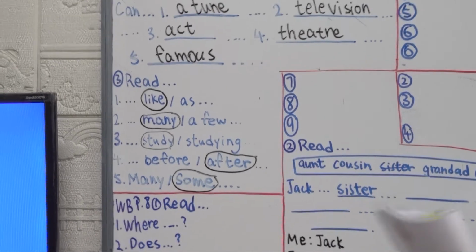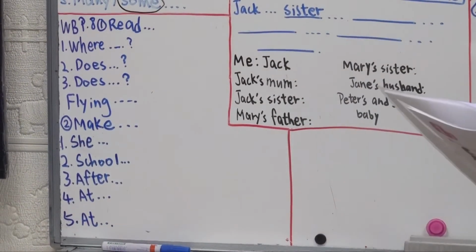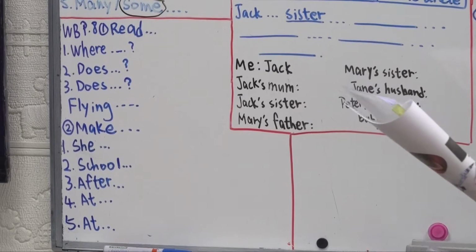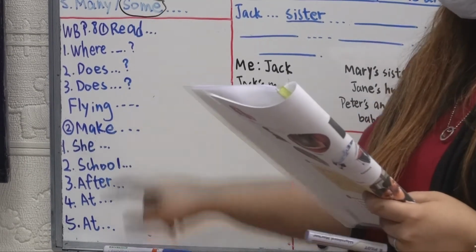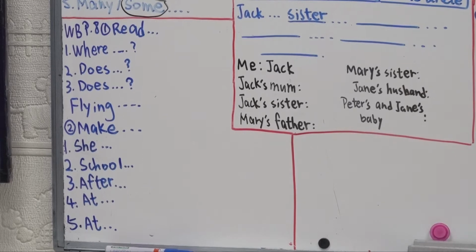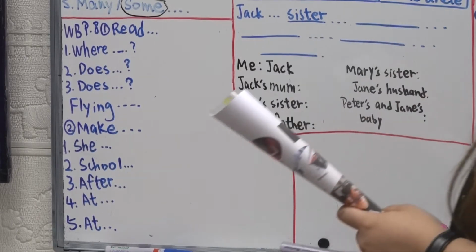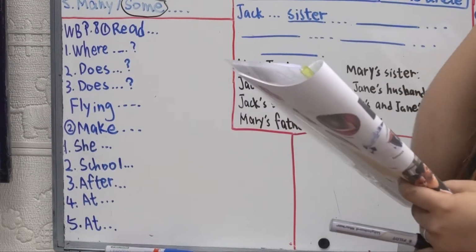Page number 8. All right, part 1, it says read and find out, answer the questions. So here you have to answer the questions. Where is Amy? Does she like school? Does she go home for lunch? Okay, everybody. So here you have to read this passage, right? So please read it together.